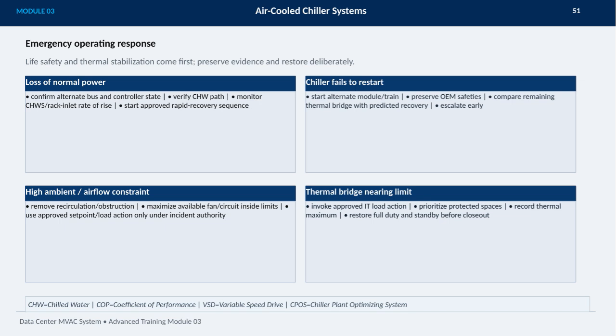In conditions of high ambient temperature or airflow constraints, remove any recirculation or obstructions, maximize the available fan or circuit within limits, and only use approved setpoint or load actions under incident authority.